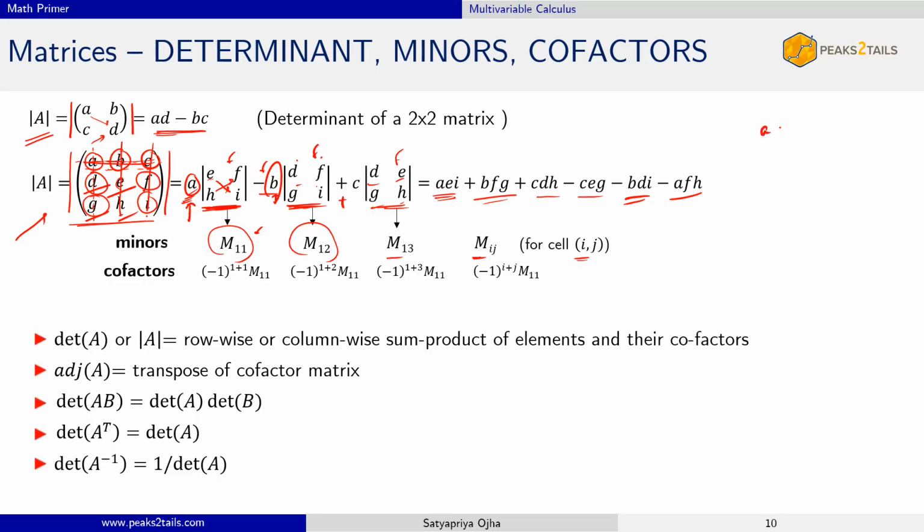And just so that you're following, A, B, C, D, E, F, G, H, I, right? If I ask you what is the minor of, say, E, what is the minor of E? How do you do it? Cover the column, cover the row. What do you get? A, C, G, I. That's the minor.